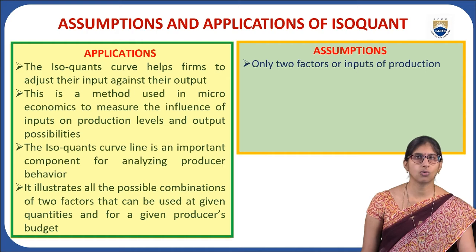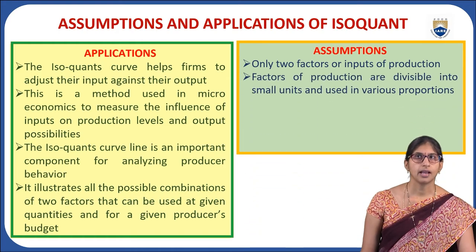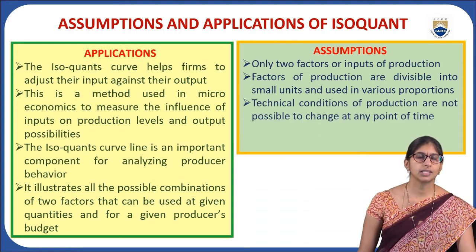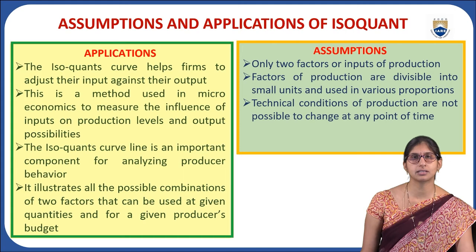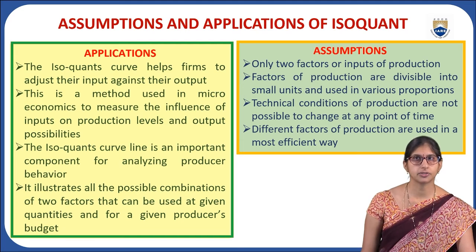Now coming to the assumptions of this isoquant curve. The first assumption is that we consider only two factor inputs. Next, they are divisible into small units, so we can use various proportions. It is also assumed that the technical conditions of production cannot change at any point of time. Once we fix the level of activity, say 10,000 units as output, we cannot change that output immediately. That is one more assumption. And the different factors of production are used in the most efficient way.